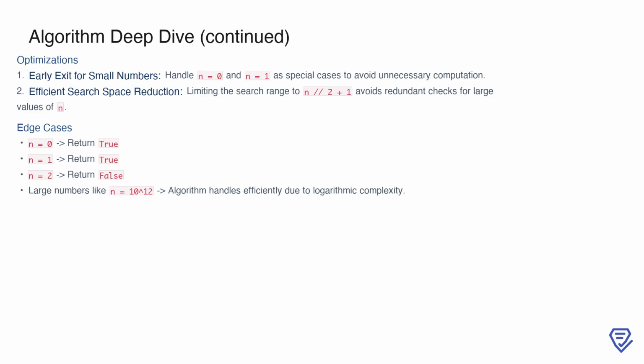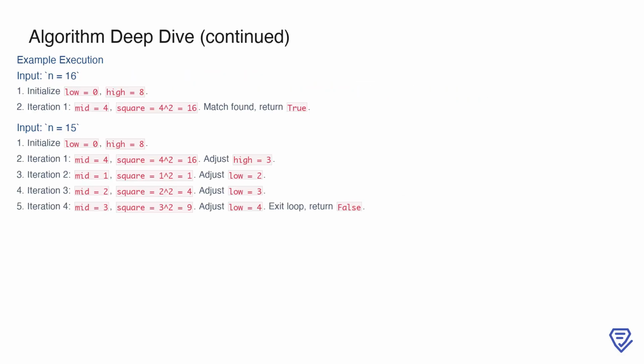For n equals 2, we return false because 2 is not a perfect square. For extremely large numbers like n equals 10^12, the algorithm remains efficient due to its logarithmic complexity. These optimizations and edge case considerations ensure that the algorithm is both robust and performant across a wide range of inputs. To better understand the algorithm, let's look at some examples.